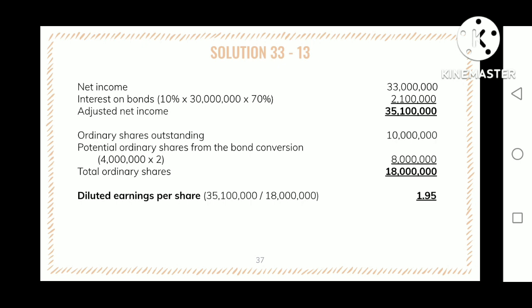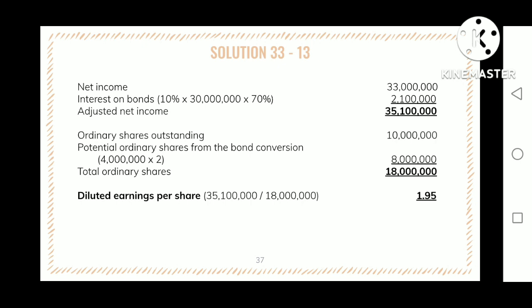And then next step po is kukunin natin yung total ordinary shares. So, since given na yung ordinary shares outstanding na 10 million, i-add lang po natin yung potential ordinary shares from bond conversion na 8 million. Bakit po naging 8 million? Kasi yung 4 million times 2, which is yung 2 ordinary shares for each bond. Kaya naging 8 million. So, the total ordinary share is 18 million.